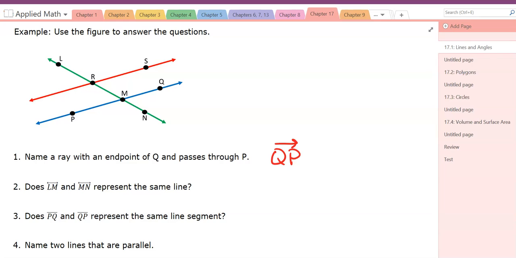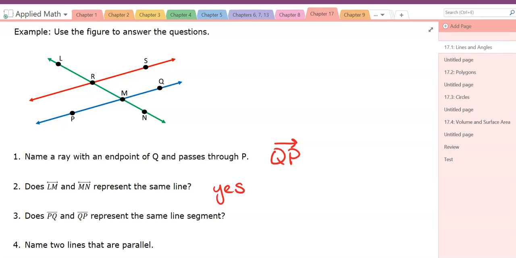Number 2, do the lines LM and MN represent the same line? Do you think so? Why? Well, they're all on the same line in the picture, right? They're on that green line. They're all connected.